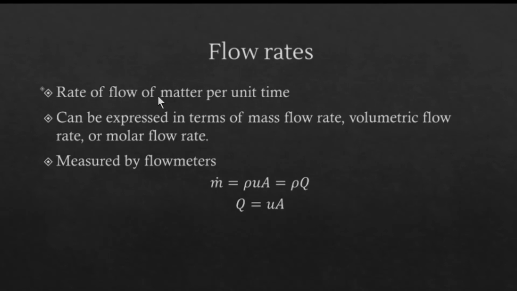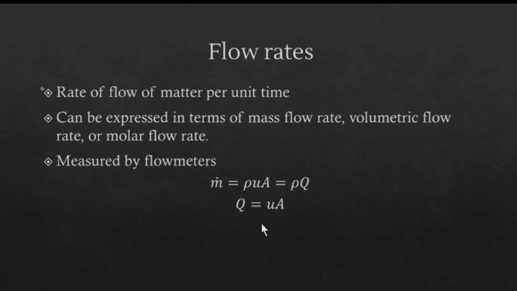We define flow rates as the rate of flow of matter per unit time. The flow rates are directly proportional to the velocity. We have different ways of expressing flow rates. It can be in terms of mass flow rate, volumetric flow rate, or molar flow rate. Their only difference is what parameters we are measuring per unit time. So for mass flow rate, we are interested in how much mass is being moved per unit time. Volumetric flow rate is for volume, and molar flow rate is for the number of moles. Flow rates are measured by flow meters, which we will discuss in a future lesson.